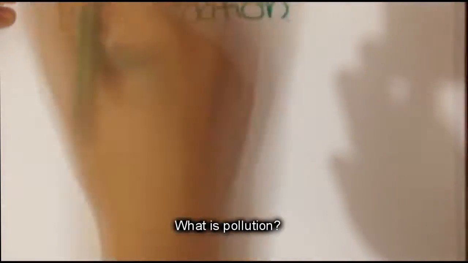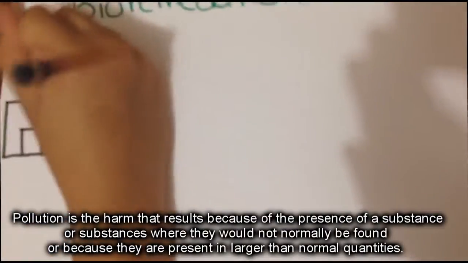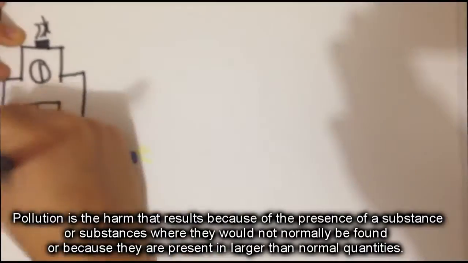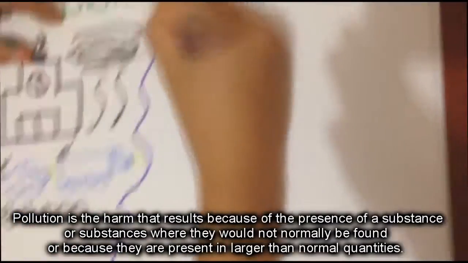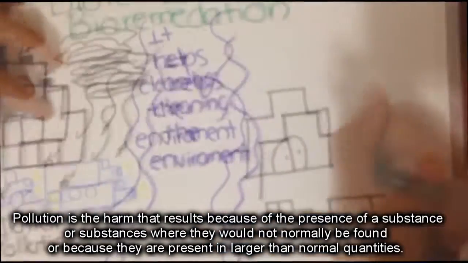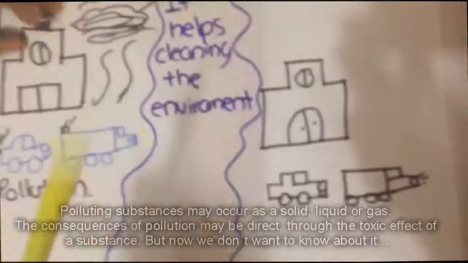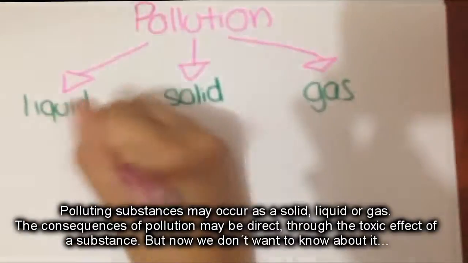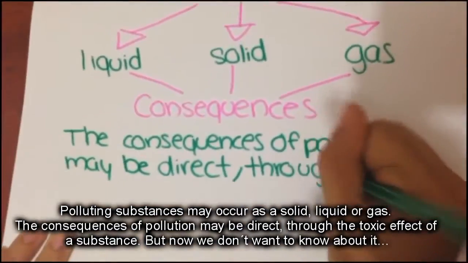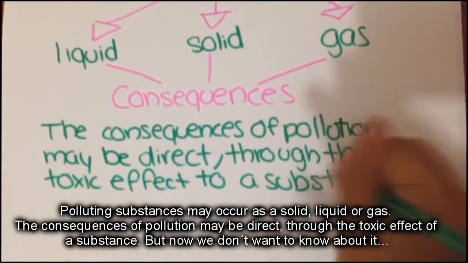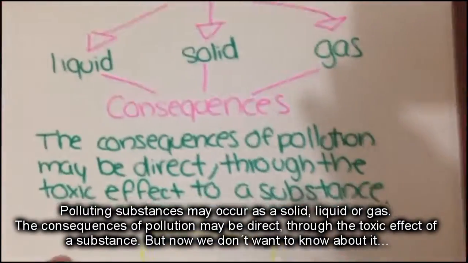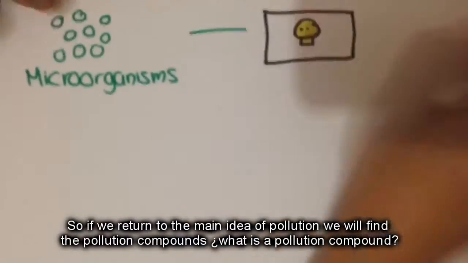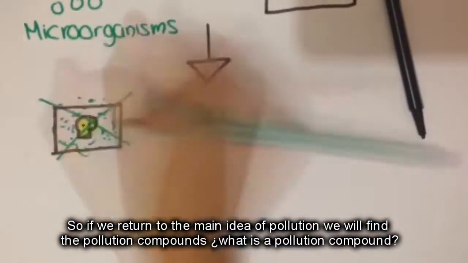What is pollution? Pollution is the harm that results because of the presence of a substance or substances where they would not normally be found, or because they are present in larger than normal quantities. Polluting substances may occur as a solid, liquid, or gas. The consequence of pollution may be direct, through the toxic effect of a substance, but now we don't want to know about it. So if we return to the main idea of pollution, we will find the pollution compounds.